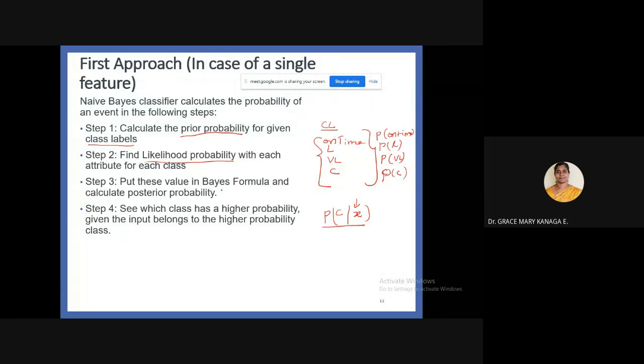Then what is step 3? Put these values in the Bayes formula and calculate the posterior probability. Then see which class has the higher probability, and based on the probability value we decide which class it belongs to. The given input belongs to the class with the higher probability. Got it?